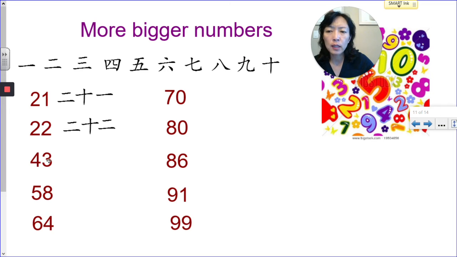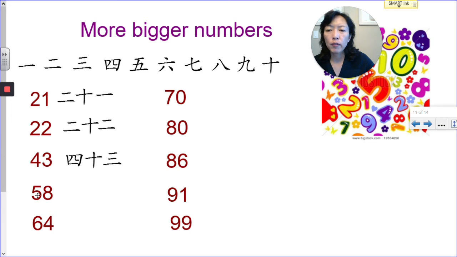All right, 43. We need a 40. Let's make a 40. So we need 1, 2, 3, 4. We need number 4. That's 4, not 40. We want to make a 40 by adding a 10 over here. This is 40. And now what number do you need? Right, you need a 3. You have 4, 10, 3.